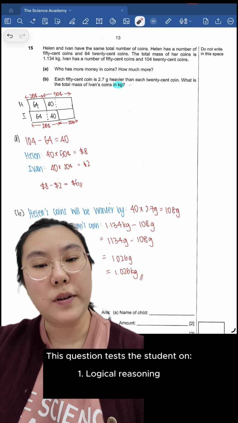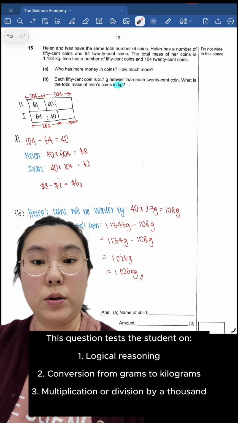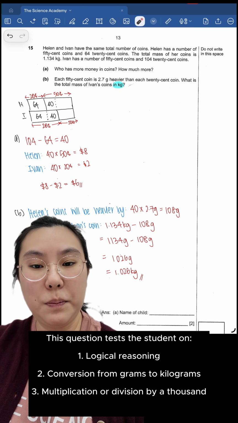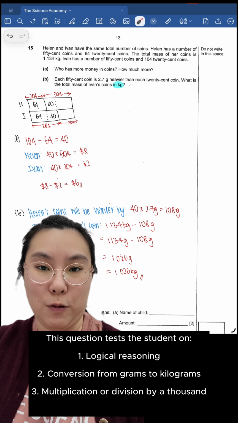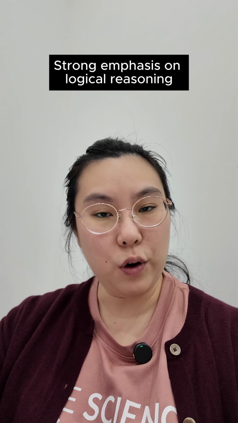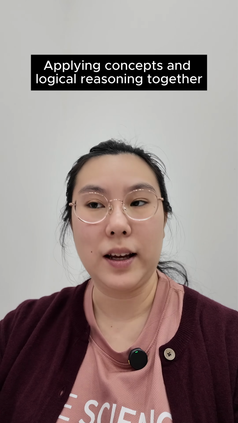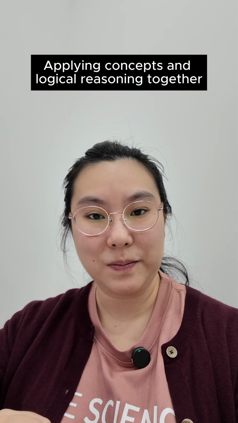And another concept that this question tests would be on the conversion from grams to kilograms and testing on their multiplication or division by 1,000. So as you can see, PSLE questions are not all that difficult. It merely follows a simple structure of, first of all, checking your understanding. Second, a strong emphasis on logical reasoning. And lastly, a challenge comes in then applying all these concepts and logical reasoning together.